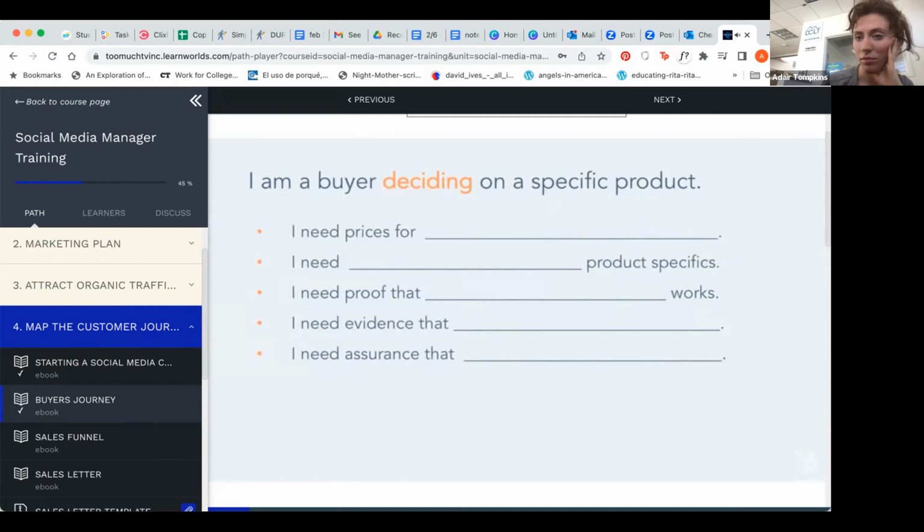I need prices for blank. I need blank product specifics. I need proof blank works. I need evidence that blank. I need insurance that blank.